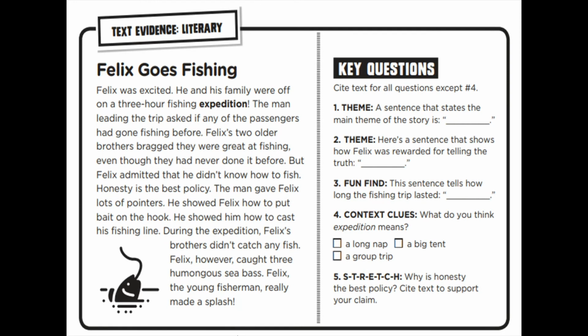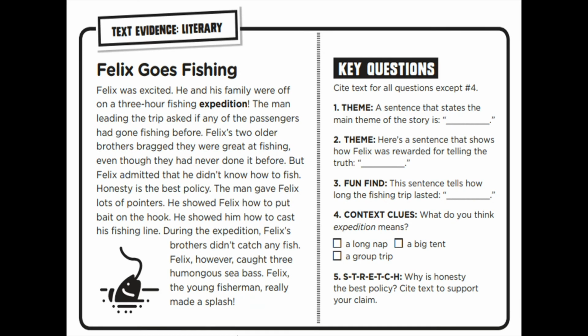All right, so now it's time for our key questions. Cite text for all of the questions except number 4. So question number 1, theme. A sentence that states the main theme of the story is blank. Number 2, theme. Here's a sentence that shows how Felix was rewarded for telling the truth. Question number 3, fun find. This sentence tells how long the fishing trip lasted.